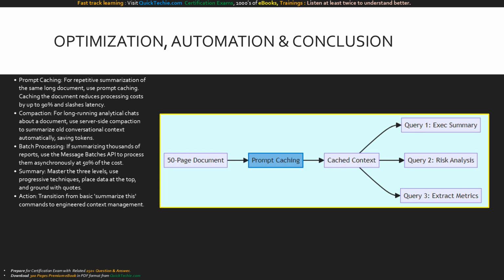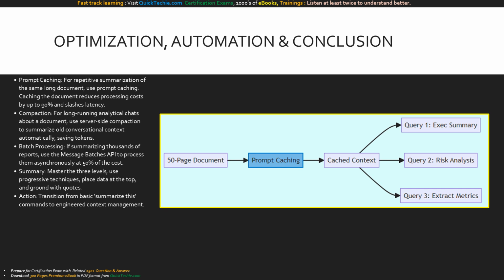To wrap up, if you are summarizing large documents at scale, you must optimize. Use prompt caching. By caching a 50-page document, subsequent questions about it cost 90% less and process in milliseconds. If you are having a marathon chat about a document, utilize server-side compaction, which automatically summarizes older parts of your conversation to keep the token count manageable. And for bulk tasks, like summarizing 1,000 daily reports, use the batch processing API to cut costs in half.